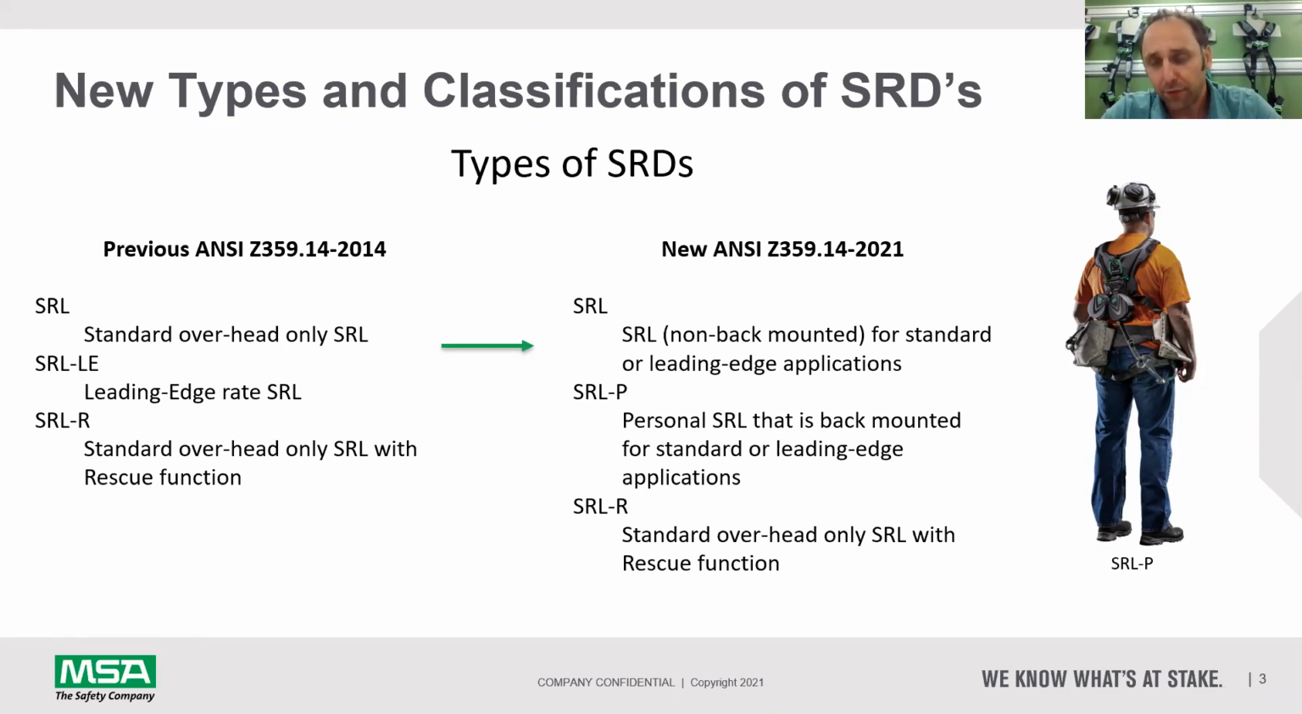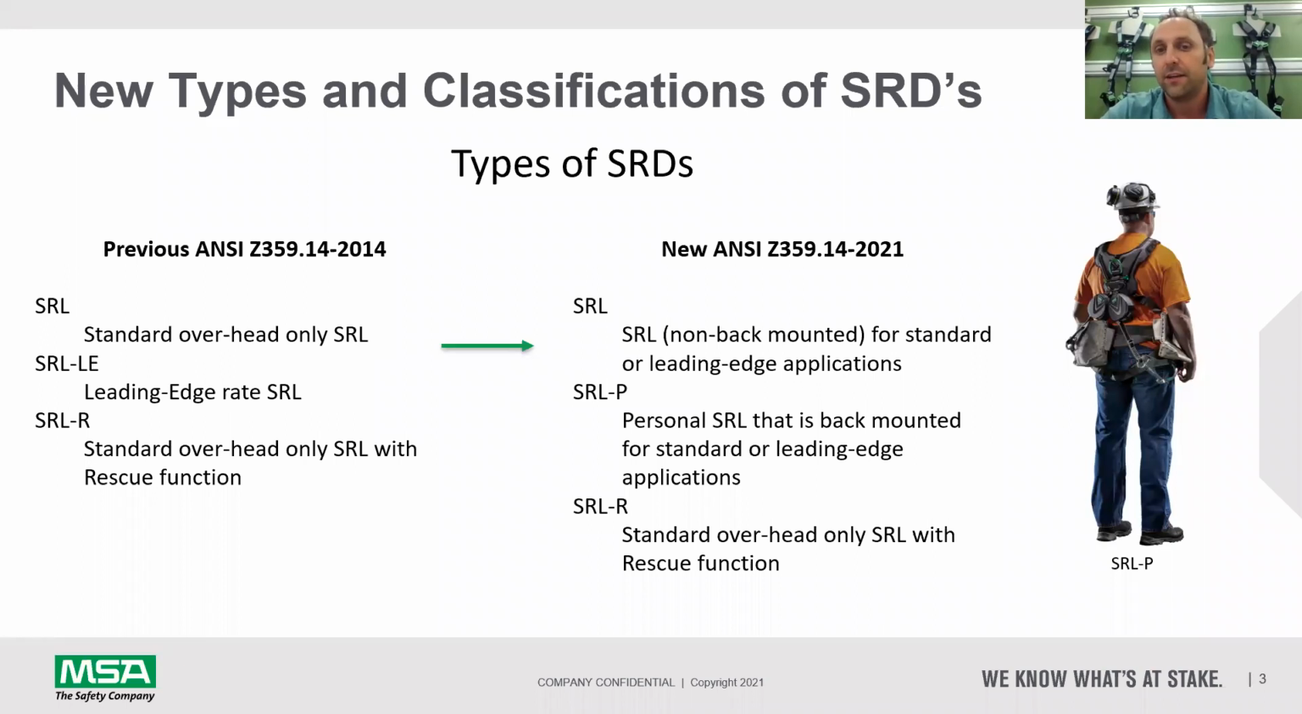Now, in the recent release of 2021, types have been recreated. You've got 3 again, but we're trying to modernize the types. So now you just have a generic SRL. No longer is it overhead only. This is just, I'll call it, a large device. So something that you wouldn't wear on your back, 20, 30, 50 feet in length, something like that.